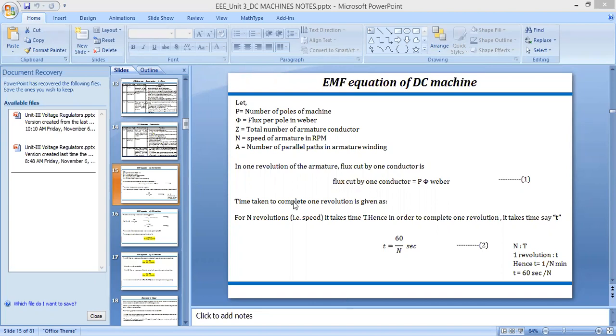Then we have seen that the armature will rotate. The speed of the armature is measured by N, and N is the speed of the armature. It is measured in rotations per minute. T is the time required to complete one revolution of the armature. Then A, the armature winding, is in parallel paths. So A is the number of parallel paths in the armature winding.